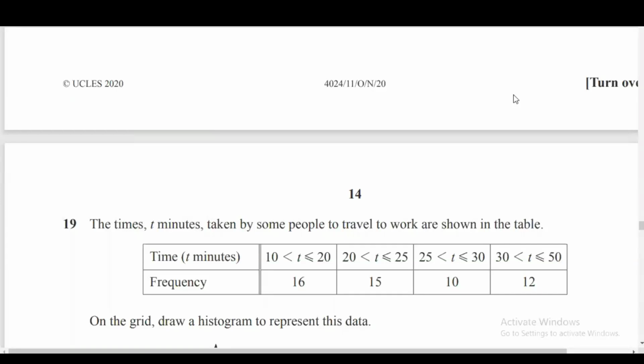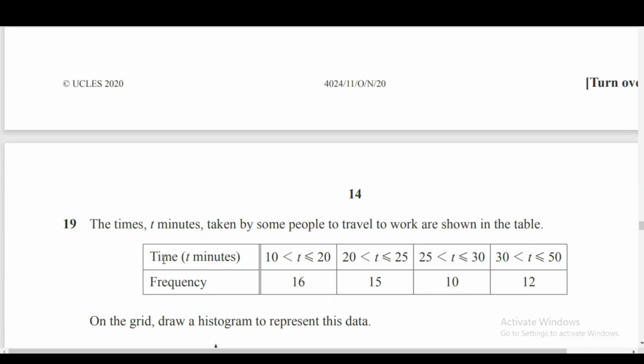In this video, I'm going to explain how to construct a histogram for unequal class width. For explanation, I have taken one example from past paper 4024, paper 1, variant 1, October November 2020. Question number 19. The times T minutes taken by some people to travel to work are shown in the table.